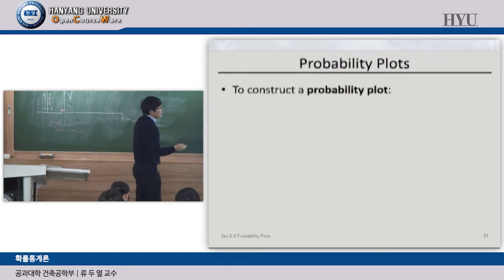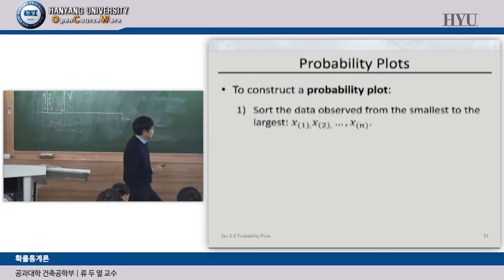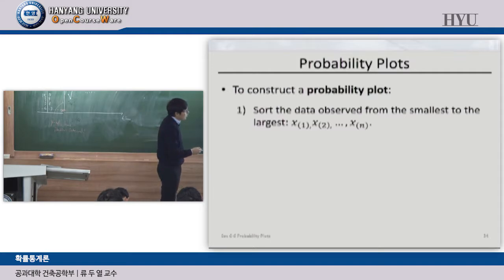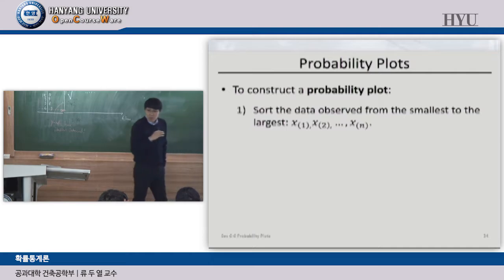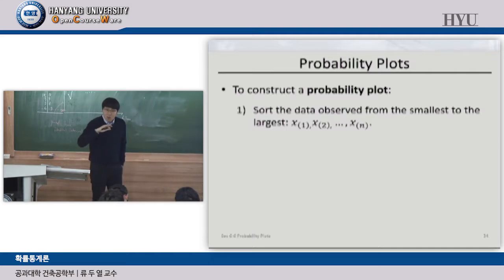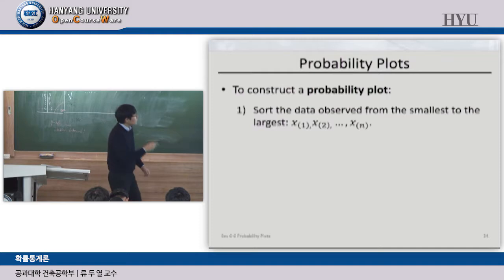So to construct this probability plot, we need to follow these steps. This is the first one. We need to sort the data observed from the smallest to the largest, which means that we need to provide the data points in ascending order. Okay? So the values should increase, with the smallest first and the largest last. So the first step is that we need to sort the data observed from the smallest to the largest.